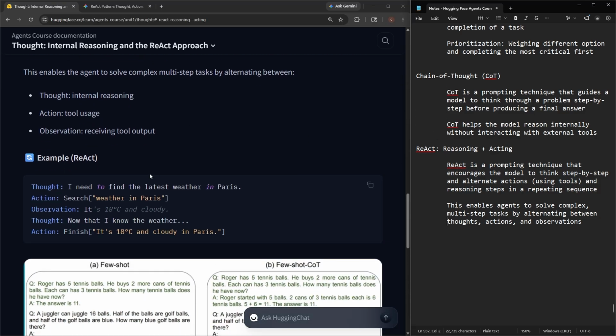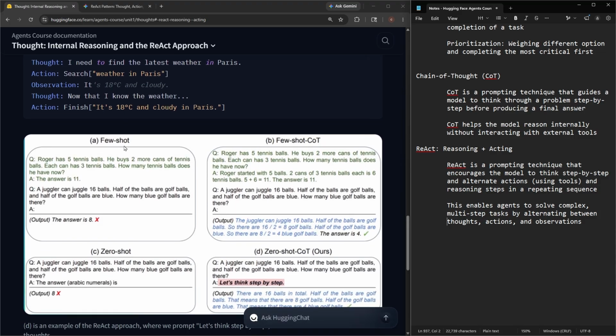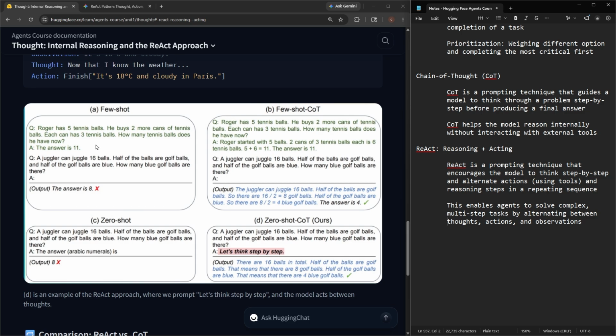Here's the example now. So we have a thought: I need to find the latest weather in Paris. Action: search weather in Paris. Observation: 18C and cloudy. Thought: now that I know the weather, finish. It's 18C and cloudy in Paris. It would be cool if there was a prompt here though. Well, whatever. So here's an example. This is the right one right here, but these are the ways that other people did them and didn't work so well.